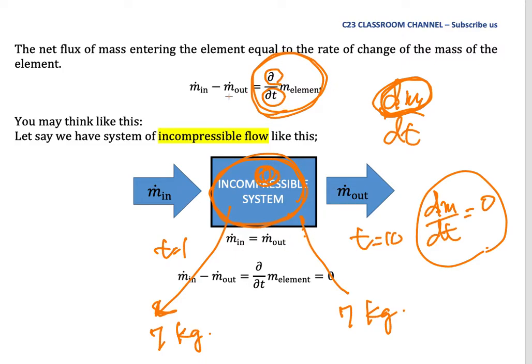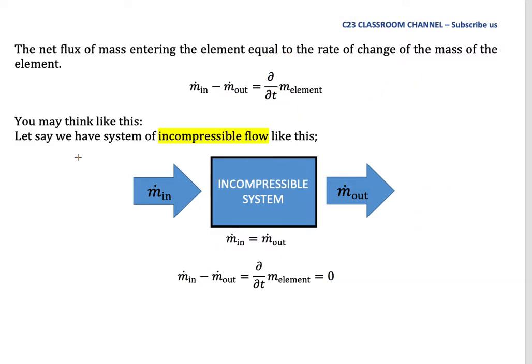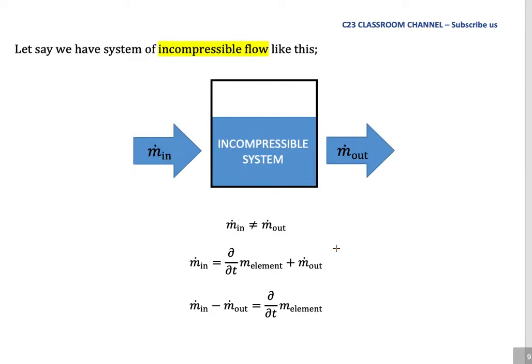Then we could bring the mass flow out from the left side to the right side, so we could write this equation like this one. So this is for the incompressible flow.